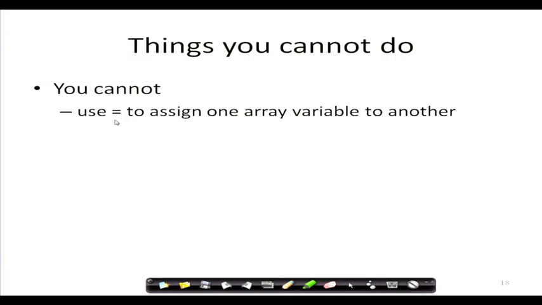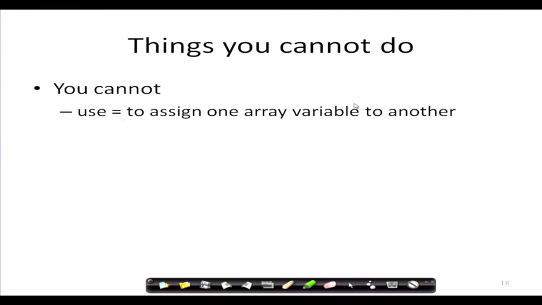Discussing arrays, we have seen how we can read an array, how we can print an array, and how we can access the different elements of an array using for loops and while loops. Now, a couple of things that we cannot do using an array are, as you can see here, use this equality, this assignment for assigning one array variable to another.